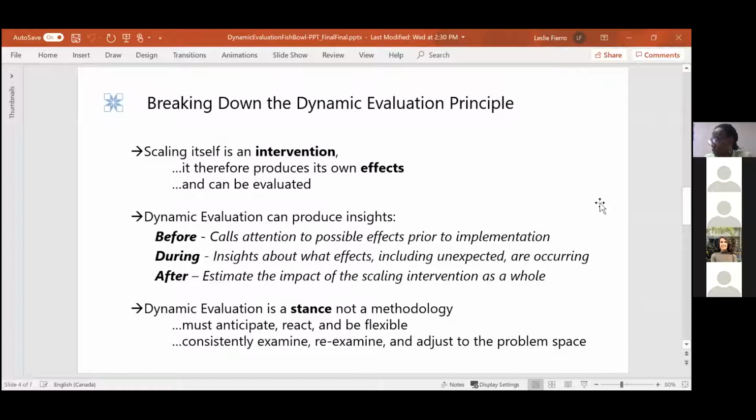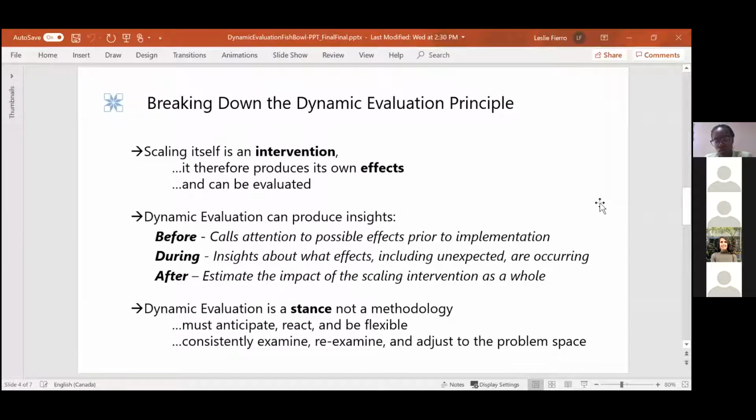At the beginning of a scaling effort, it can really help us to think through what some of those potential outcomes are, all right? What are some potential impacts that we could have, intended, unintended, right? And we can use some of the tools of the trade to help us think through this. I think Dina mentioned in the last Fishbowl that maybe there's the potential of doing a theory of change for a scaling effort. That's the kind of thing that you might be thinking about before.